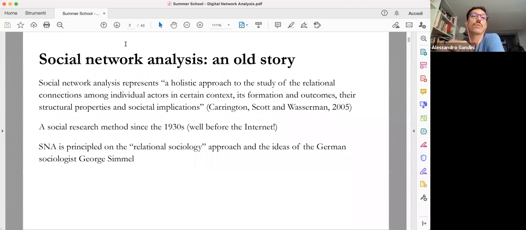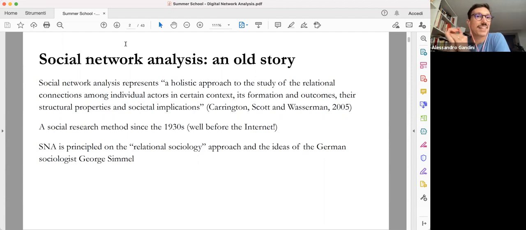Its theoretical principle is based on the notions of relational sociology that are essentially the core of the theory of sociologist Georg Simmel, who was a very important sociologist in especially setting the notions of relations and social relations as a key kernel of understanding society. Social network analysis represents a holistic approach to the study of relational connections. So it takes relational connections as the unit of analysis. And it looks for individual actors and their role in a certain context in relational perspective with the other actors, the ways in which these connections form and create outcomes, and what kind of structural properties these aggregations have in general terms.